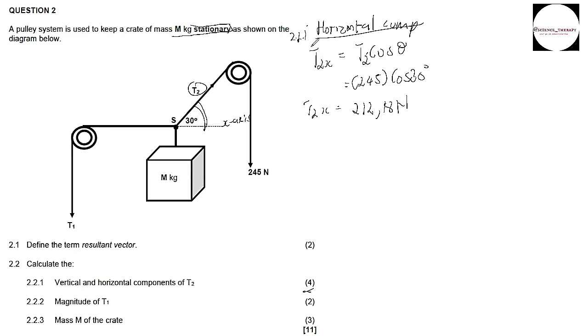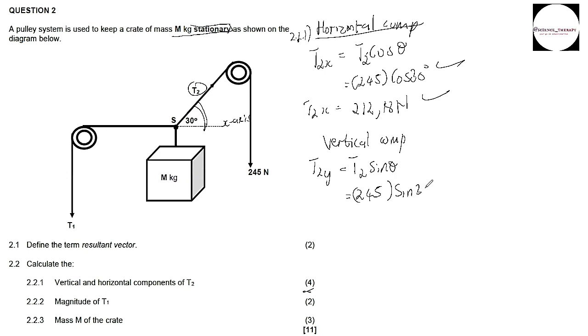And then let's calculate the vertical component. So don't be lost, we are still on 2.2.1, and now we are calculating the vertical component, so you'd get the mark for that. That's T2y. This becomes T2 sine theta. Again, what's the value for T2? 245, and then we have sine 30 degrees. If you punch all that into your calculator, you now have 122.5 newtons, and again you get 2 marks. So in total, you have 4 marks.